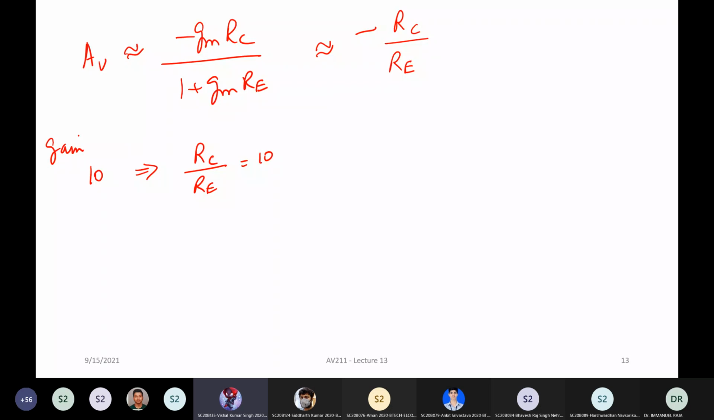Hello, sir. So this minus sign indicates that our wave will be out of phase. Exactly. Yes, sir. So just like how we saw in the previous class, there's a 180-degree phase shift between the input and the output.